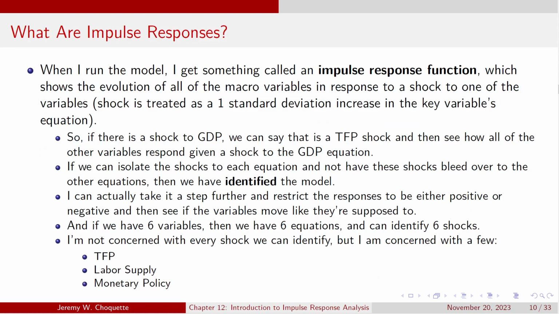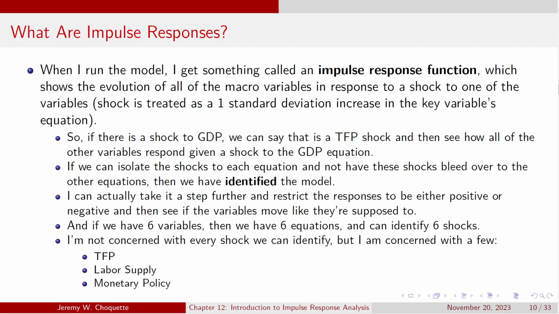Now, when I run the model, I get something that's called an impulse response function. And that's that whole thing I was talking about earlier. I estimate each equation, I get these residuals for each equation, and then I play around with the residual, which then causes the model to respond a certain way. The way it responds is defined by the impulse response function. And it's going to show the evolution of these macro variables in response to a shock to one of those variables or one of those equations.